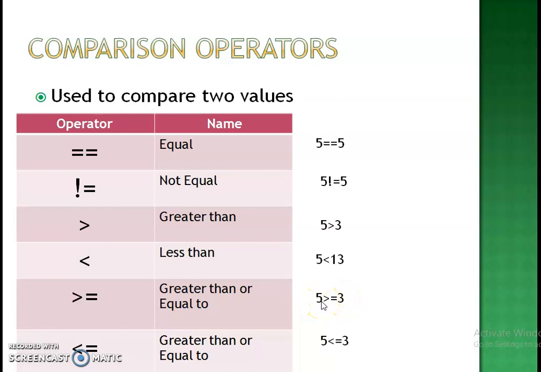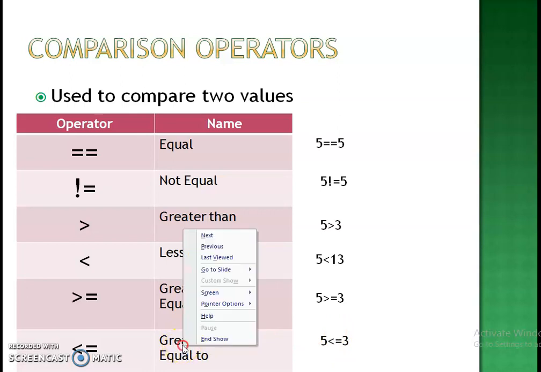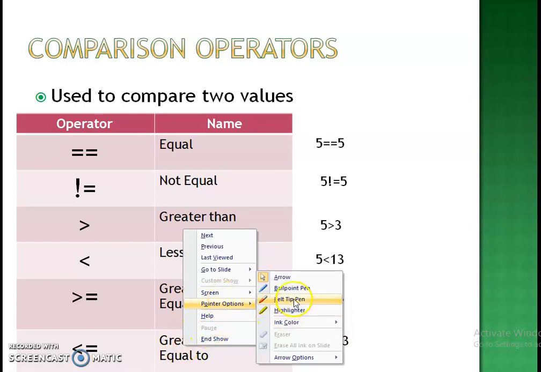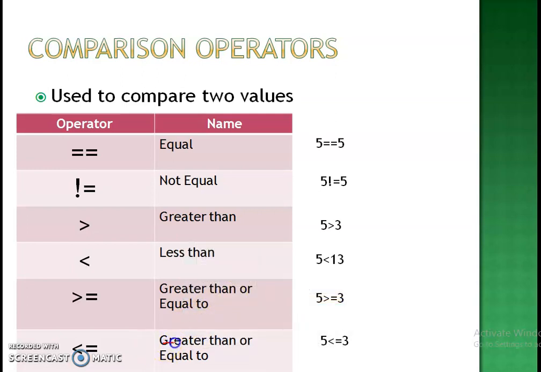Then when I check 5 is, sorry, small change here. This is the less than operator. Less than or equal to: when I check 5 is less than or equal to 3, the value 5 is greater than 3, so it automatically returns false.